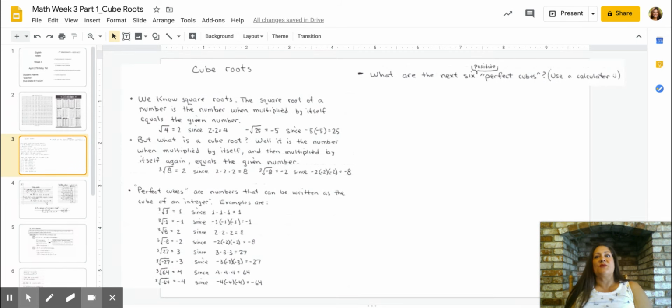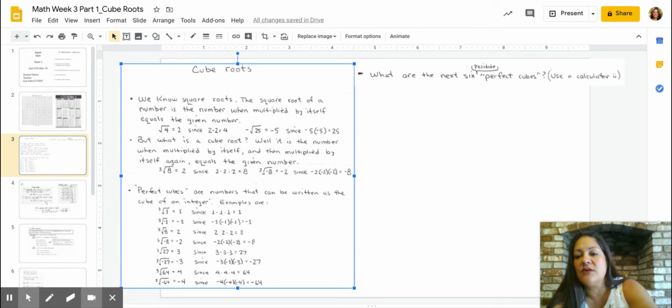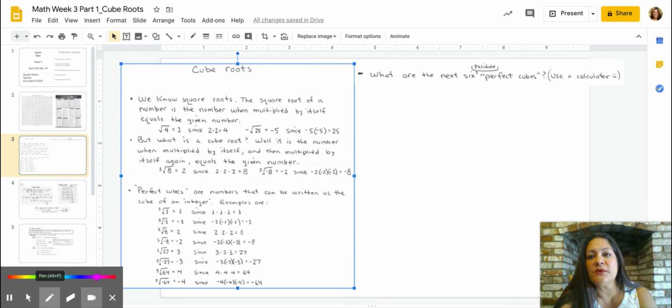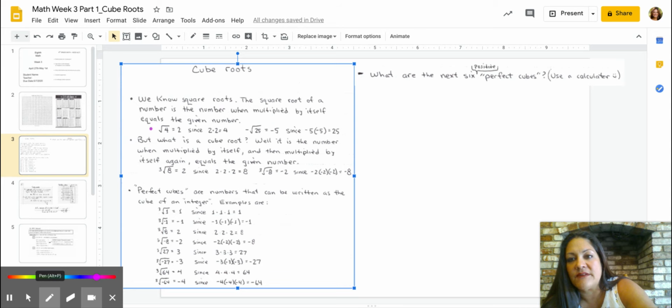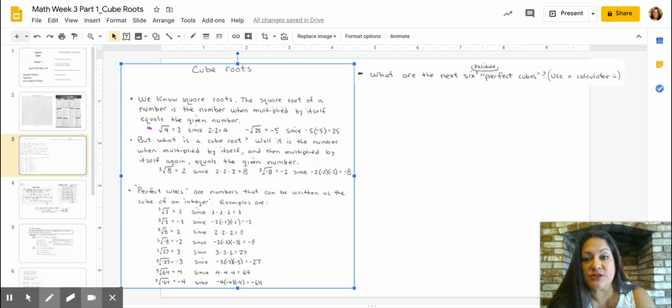And this brings us to our introduction for cube roots. So this says we know square roots. The square root of a number is the number that when multiplied by itself equals the given number. Such as, here we have the square root of 4 equals 2, since 2 times 2 equals 4. And then this next one is negative square root of 25 equals negative 5, since negative 5 times negative 5 is 25. Okay, but what is a cube root?